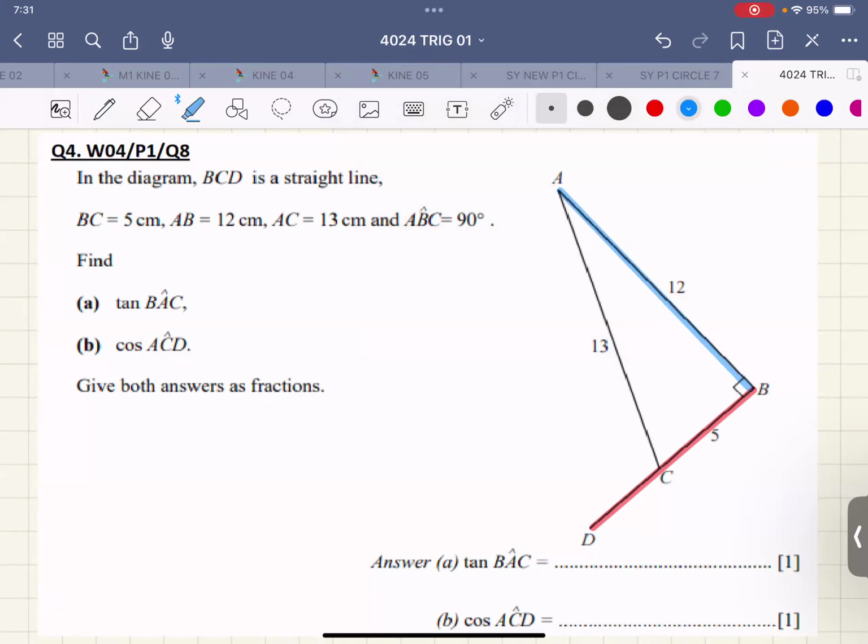And what else is there? We have AC as 13. And this thing is 13. Now it says find tangent BAC. Now tangent of BAC is this one. So let me mark this. This is BAC. This is opposite. And this is hypotenuse. So tangent of BAC is 5 divided by 13.